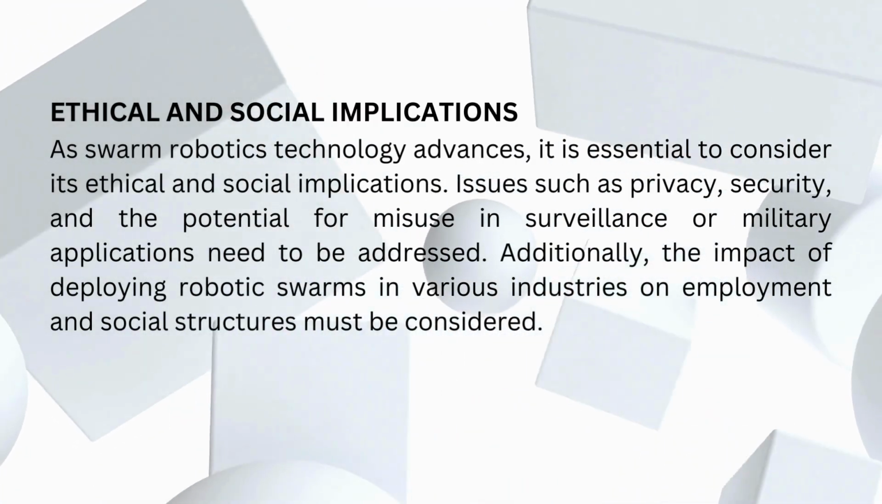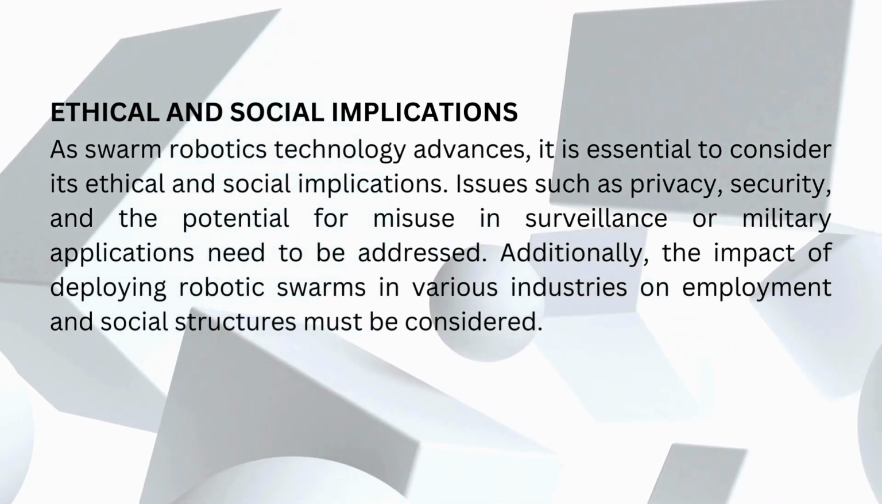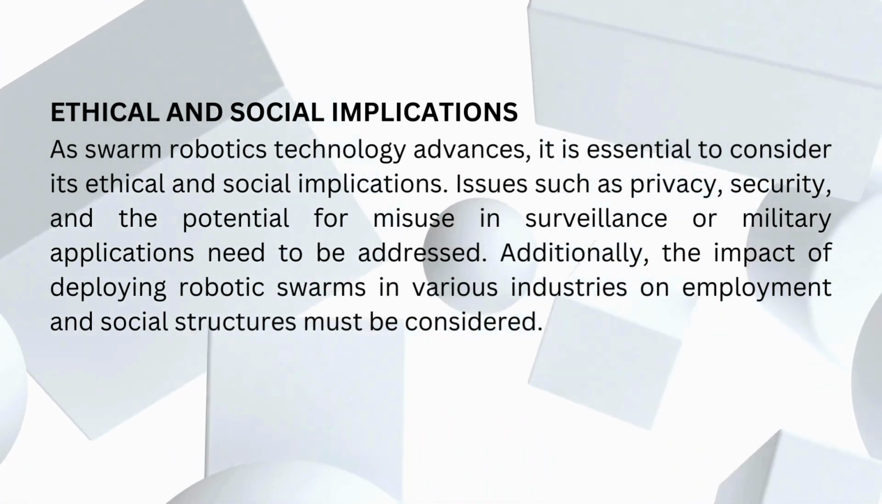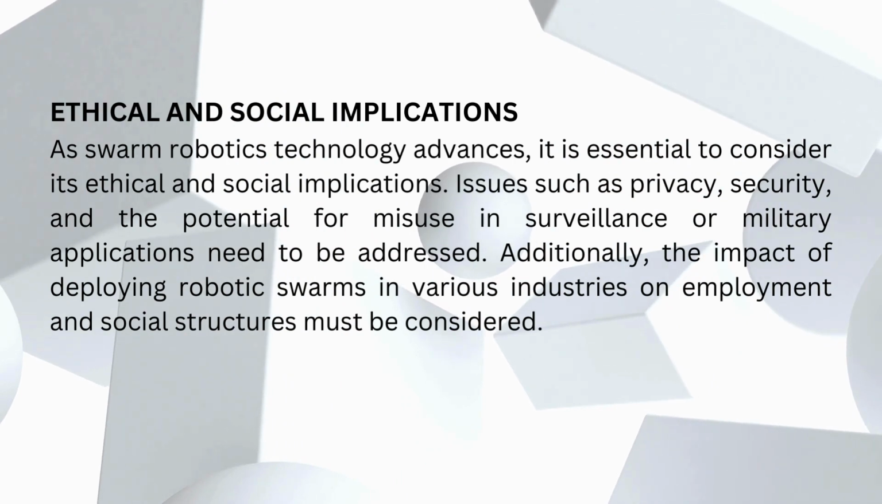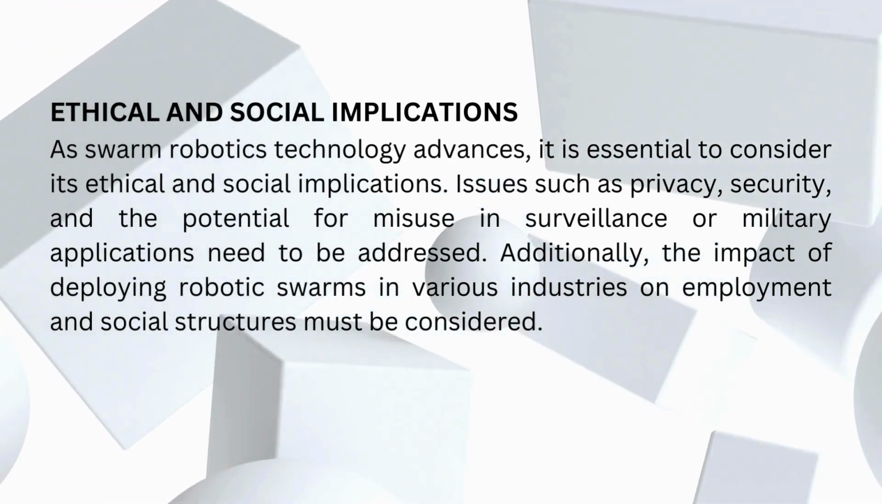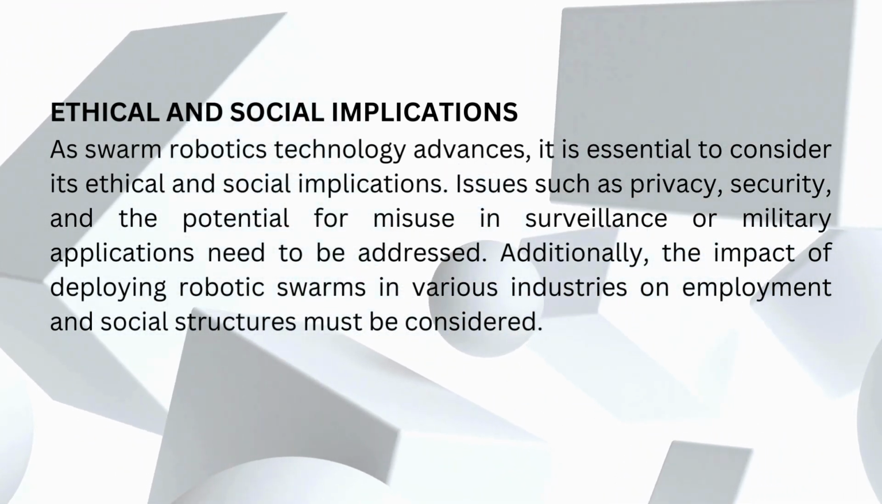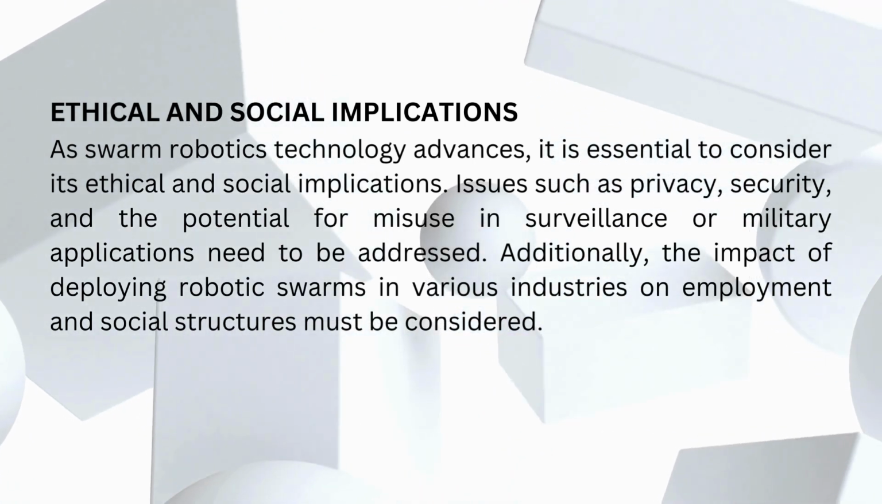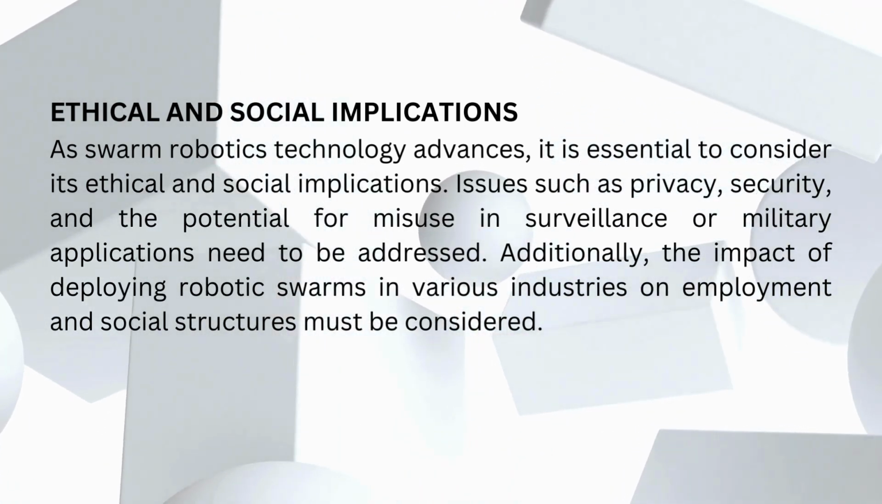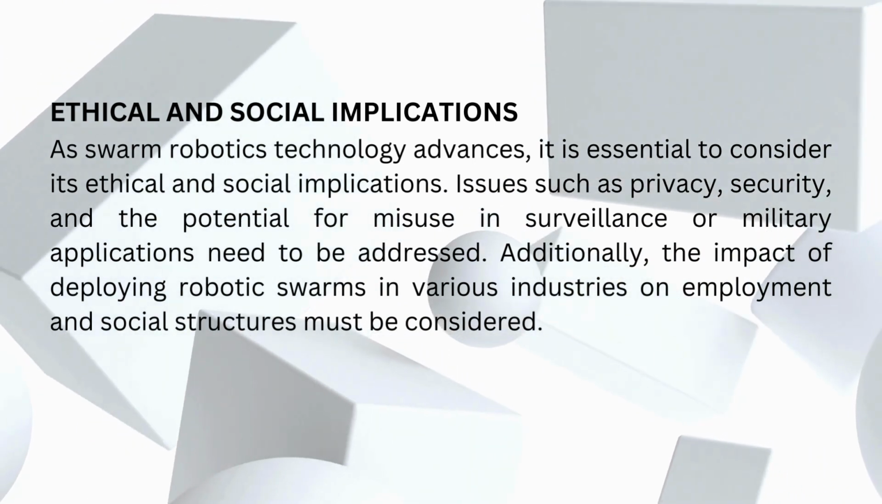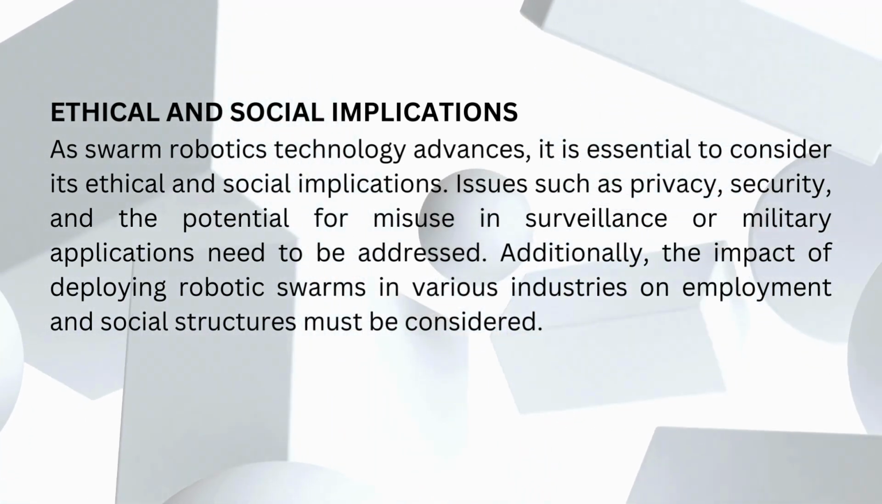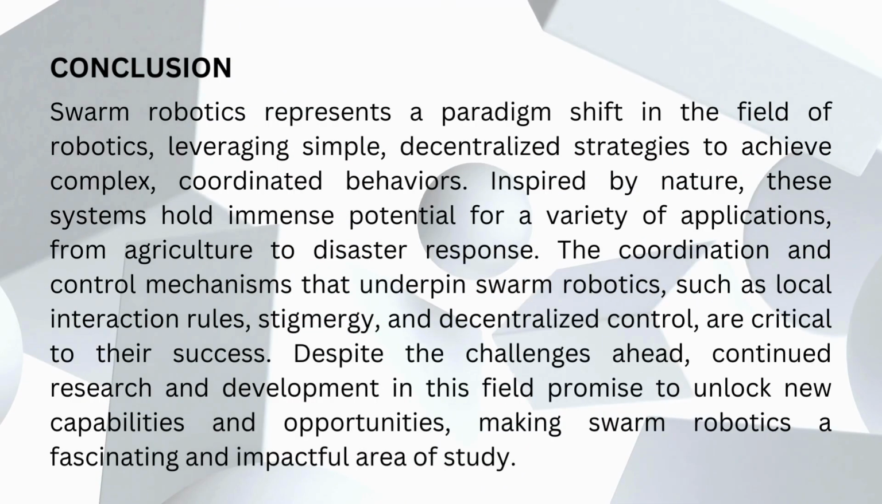Ethical and social implications. As swarm robotics technology advances, it is essential to consider its ethical and social implications. Issues such as privacy, security, and the potential for misuse in surveillance or military applications need to be addressed. Additionally, the impact of deploying robotic swarms in various industries on employment and social structures must be considered.